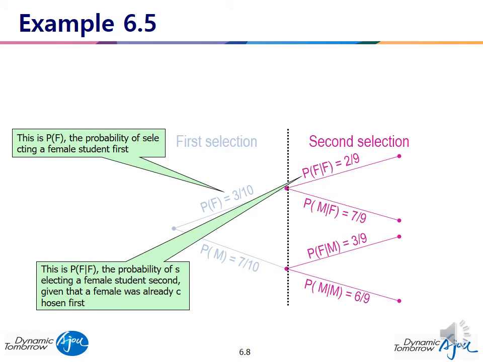Look at last week's example 6.5. In that example, we tried to select two women, two girls, among 10 students. So if two students are female, then the probability of two female students can be calculated using the probability tree.